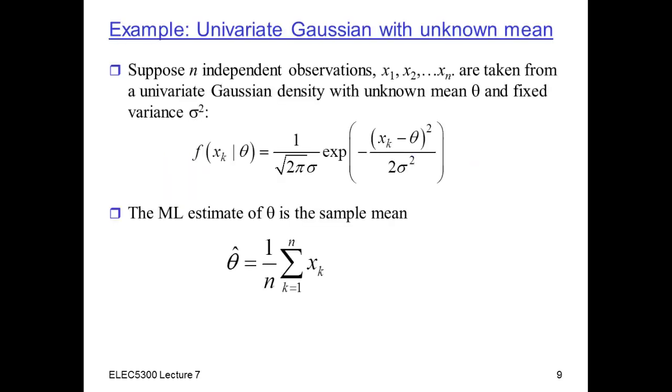And hopefully this will give you an idea that even though we had to introduce this log to make the product into the sum when we looked at the log likelihood, introducing that log is actually a really useful thing. So let's take a look at our first example. That's a univariate Gaussian with unknown mean.